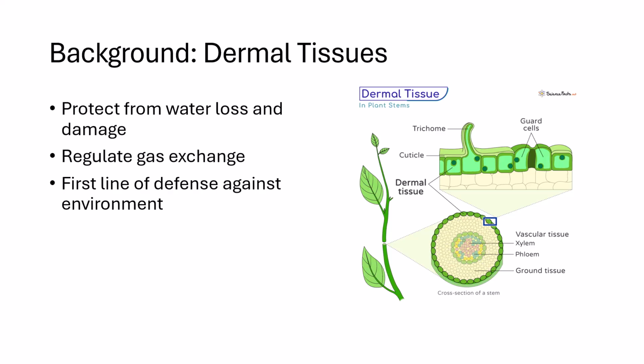In addition to support, transport, and storage, plants must protect themselves from drying out, mechanical injury, and pathogens. This protection is provided by surface tissues that form the outer boundary of plant organs. These tissues also regulate the movement of gases and water vapor between the plant and its environment.